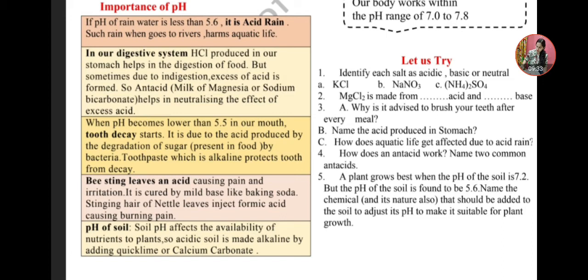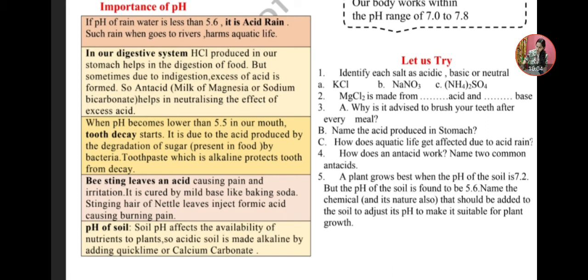Fourth question, how does an antacid work? Name two common antacids. Students, on your left hand side, the second box in our digestive system, here you can see the antacid neutralizes the effect of acid. Name two antacids. Here you can see two names: first one, milk of magnesia, and second is sodium bicarbonate.